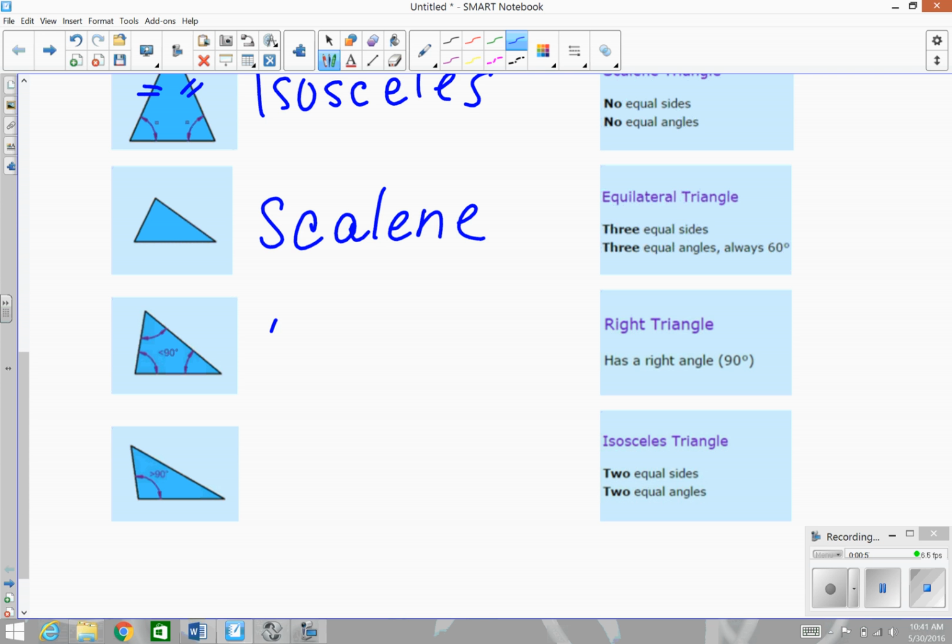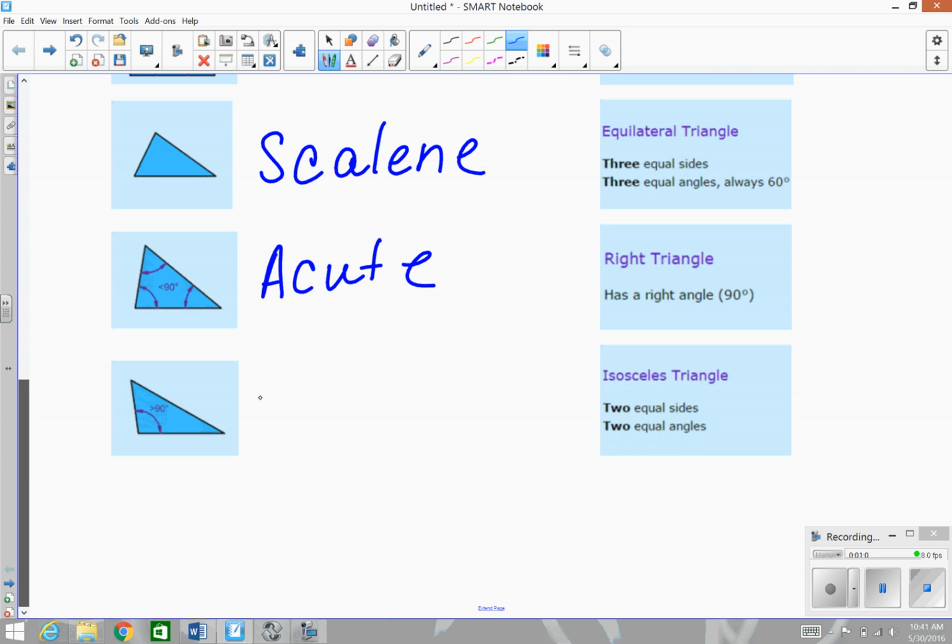When the angles are less than 90, we call that acute. And when you have one angle that's larger than 90, we know those are obtuse angles, so that's an obtuse triangle. Go ahead and flip the page.